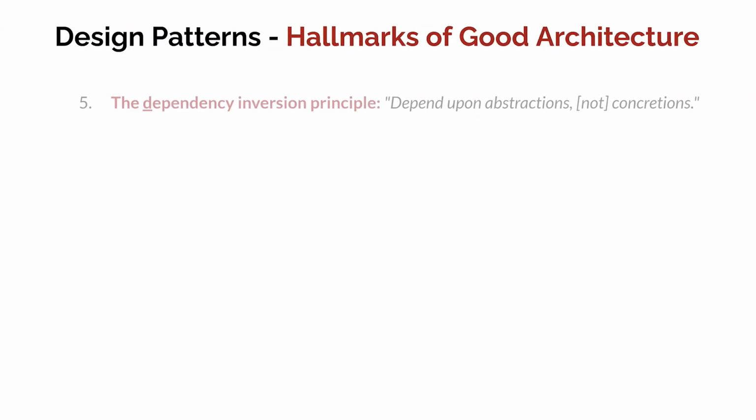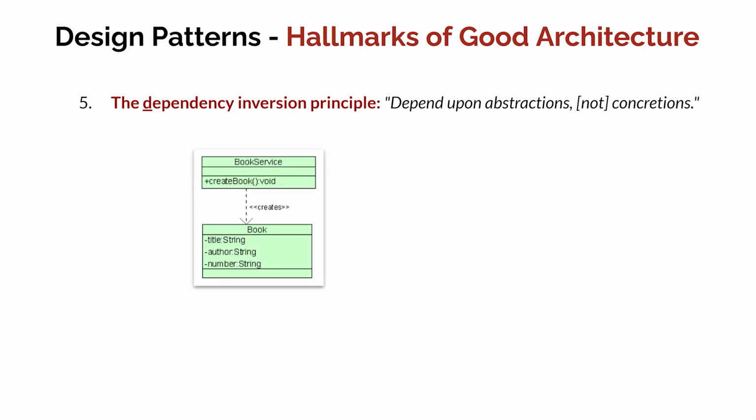The last one that we have, the D in SOLID, is the dependency inversion principle, which basically says depend upon abstractions, not concretions. Imagine that we have a book service that creates a book. So we have two classes. We have a BookService class and we have a Book class. The book has a number, and this number needs to be generated. But because BookService is the one that creates it, it would need to generate the number. Now, how would you do that?